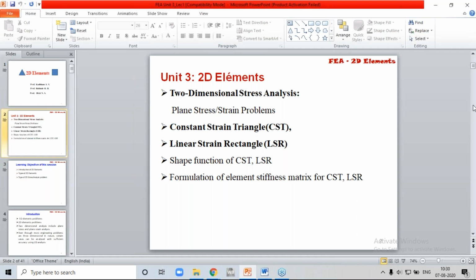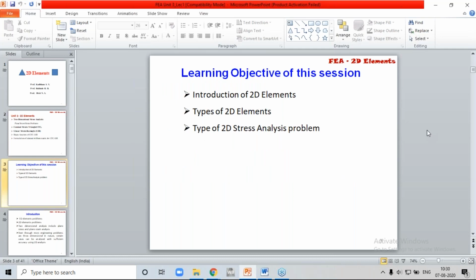Should I proceed further? I think this is just the introductory part. We will continue. Okay, so the learning objective of this session. In this session, we'll try to cover introduction of 2D element, types of 2D element, and types of 2D stress analysis problem.